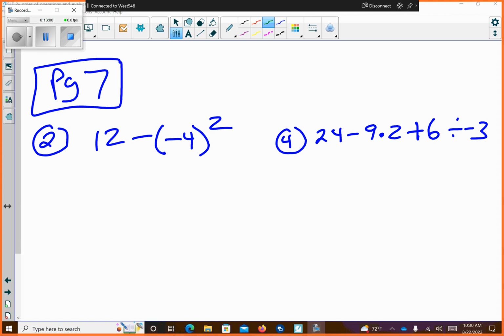Ready? Let's try it. First off, should we take care of the 12? Should we go 12 minus 4, or should we take care of the negative 4 squared? Negative 4 squared. So, friends, I know that 12 minus is going to be left alone. What is negative 4 squared? What is negative 4 times negative 4? Positive 16. Okay. Now, take a look up there. Notice I have 12 minus 16.